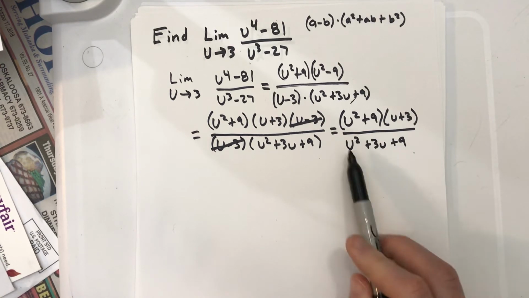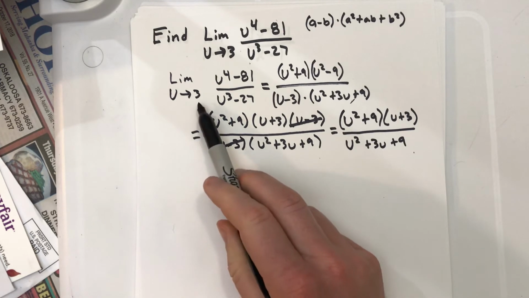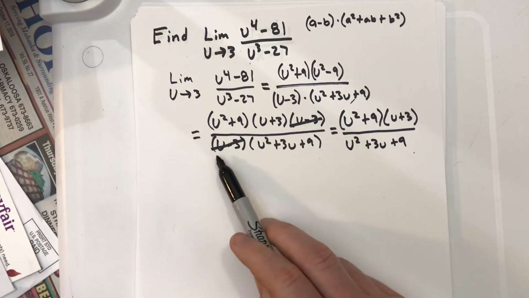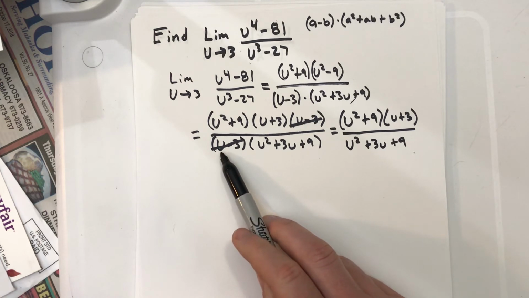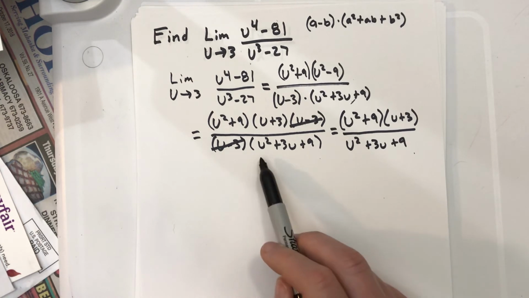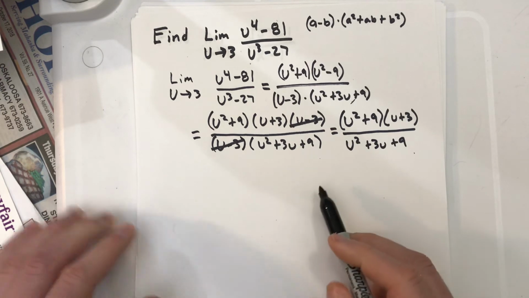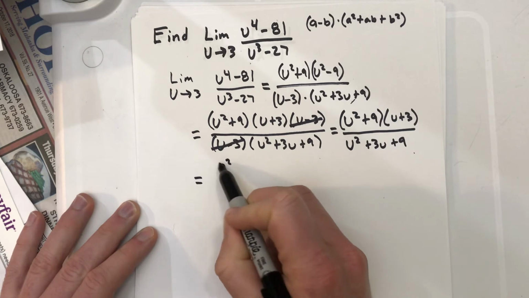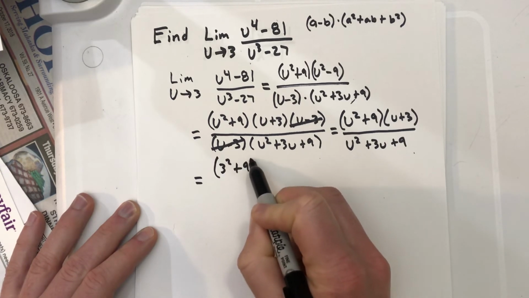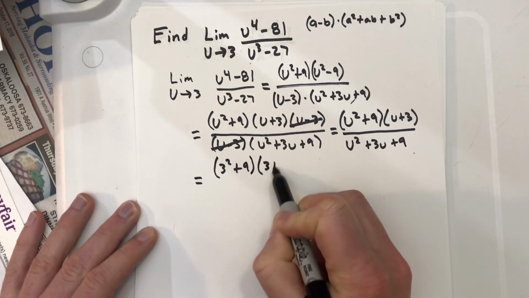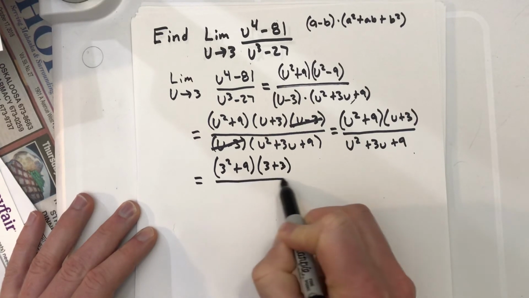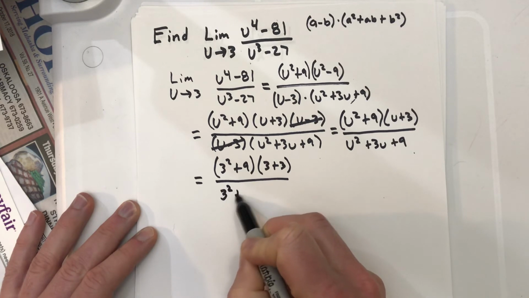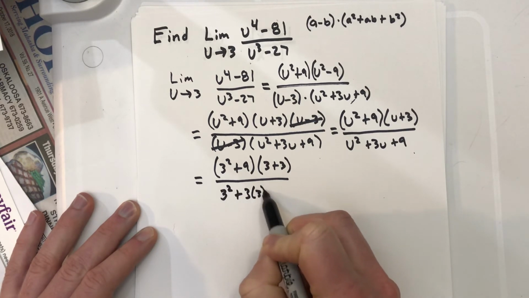So this is now something that we can actually evaluate the limit at, because we just canceled out that u minus 3, which was really the culprit there, because 3 minus 3 would be 0 and make the whole bottom 0. Now that we got rid of that, we can actually evaluate this. So we're going to say 3 squared plus 9, 3 plus 3 on top, over 3 squared plus 3 times 3 plus 9.